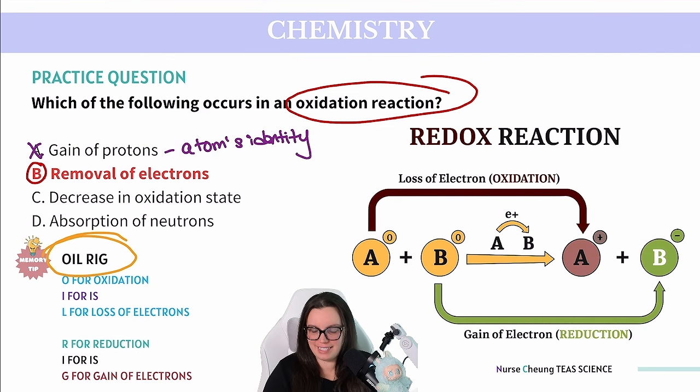Then we have C, it decreases the oxidation state. Oxidation does not decrease, it actually causes an increase in oxidation states because the electrons are negative, and by losing them, the atom becomes more positive. And then lastly, we have D, the absorption of neutrons. Neutrons affect specifically the mass number of an element, not the oxidation state or chemical behavior of a redox reaction.